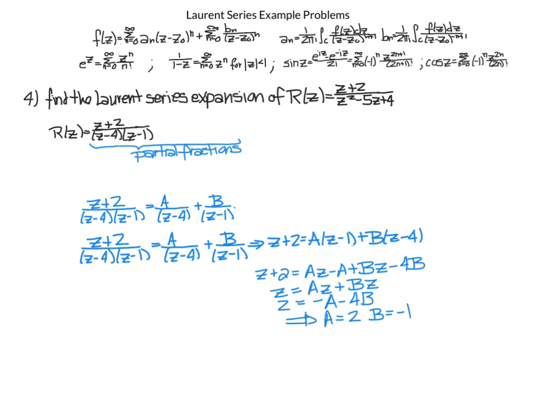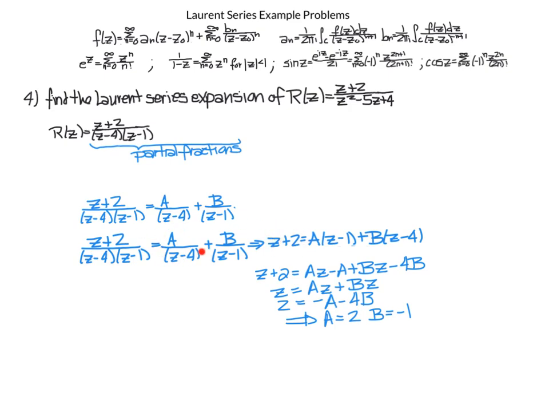So here I have (z plus 2) divided by (z minus 4) times (z minus 1), and I want to separate this out as some constant a over (z minus 4) plus some constant b over (z minus 1). The way I solve this equation, I multiply both sides of the equation, the left side and the right side, by (z minus 4) times (z minus 1). When I multiply the left side, these cancel out, and I'm left with z plus 2 on the left side.